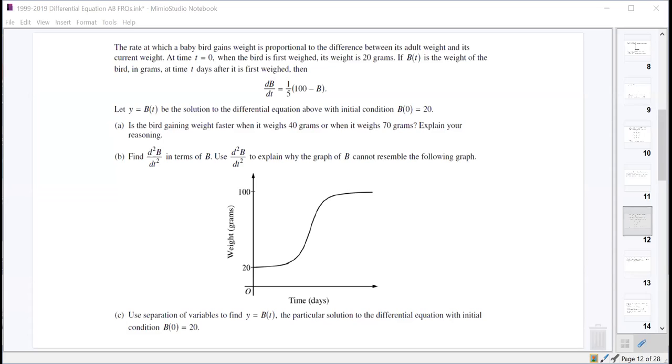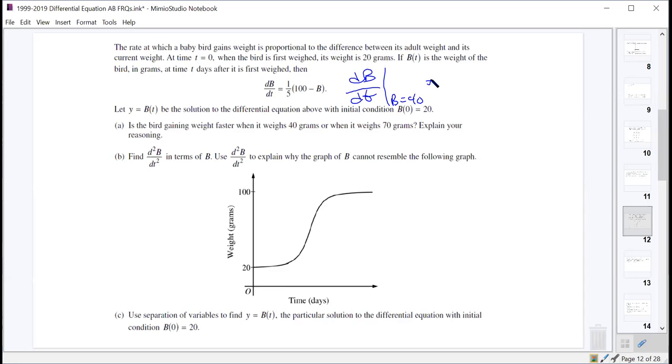And part A is a little different though. It says, is the bird gaining weight faster when it weighs 40 grams or when it weighs 70 grams? If they don't ask about a tangent line, they will probably ask about the rate of change at 2 different times. So that's what it's asking. Is it gaining weight faster when it weighs 40 or when it weighs 70? Well, we are given a differential equation dB/dt, which tells us the rate of change of the bird's weight. So all we have to do is plug each of those in to dB/dt and evaluate. See which one's bigger. The bigger one will be increasing more quickly. So dB/dt at B equals 40 is what?